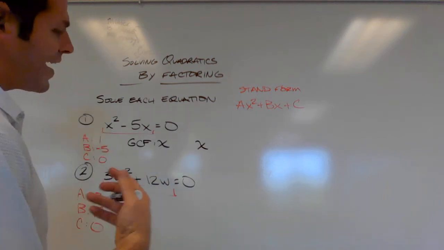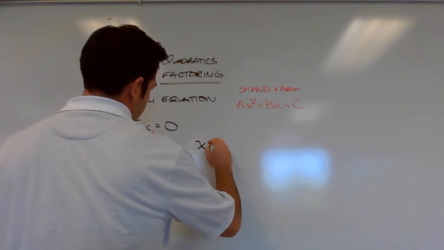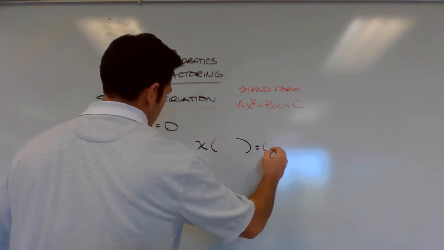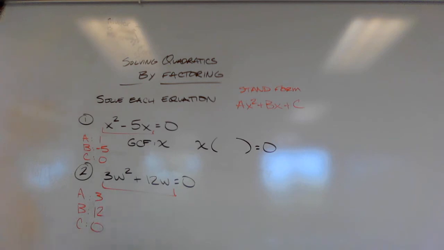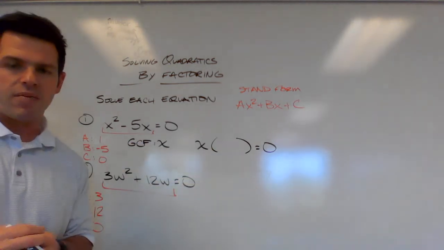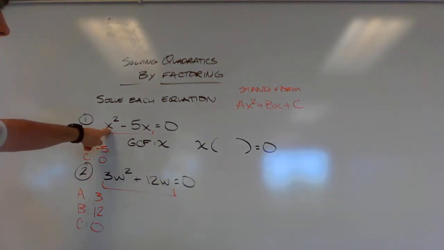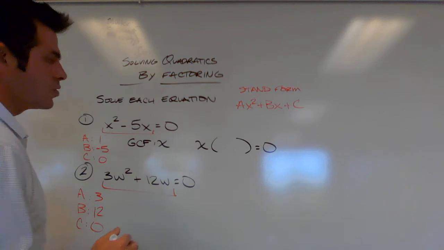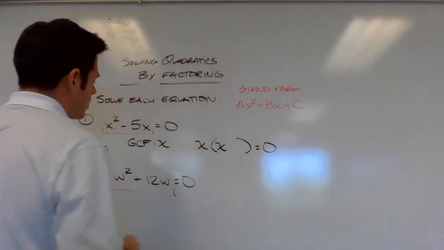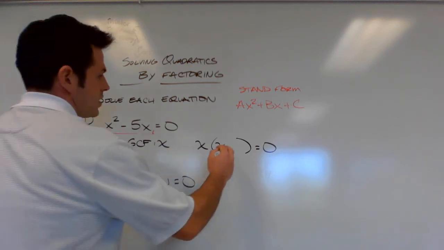But now I have to figure out what's left over. So I pulled the GCF out, that's x. And whatever's left over from pulling that out, I'm going to put inside these parentheses to notify myself of what's going on. So x squared divided by x would be x. And negative 5x divided by x would be negative 5.